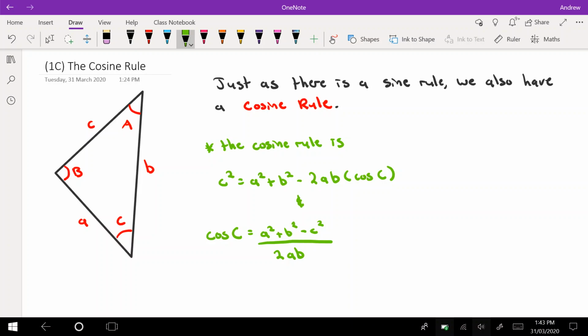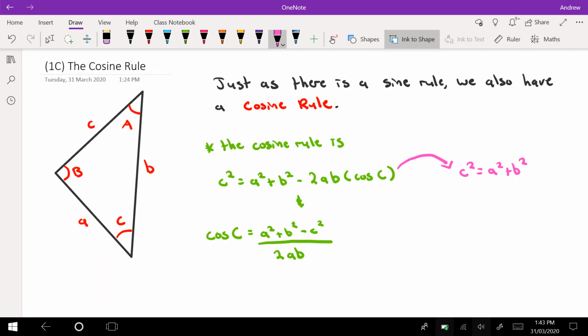Now, if I look at this here, what does that kind of look like? To me, it kind of looks like Pythagoras, like my Pythagorean theorem. But there's something a little bit different because now we have to take away that 2ab cosine of c.